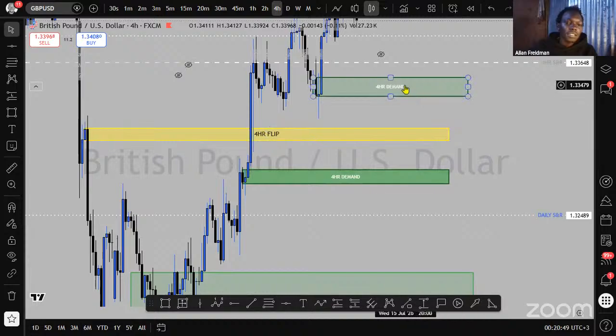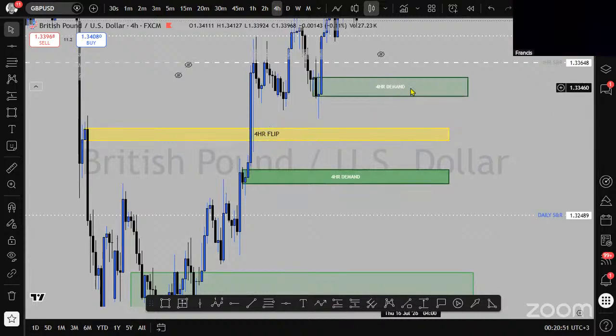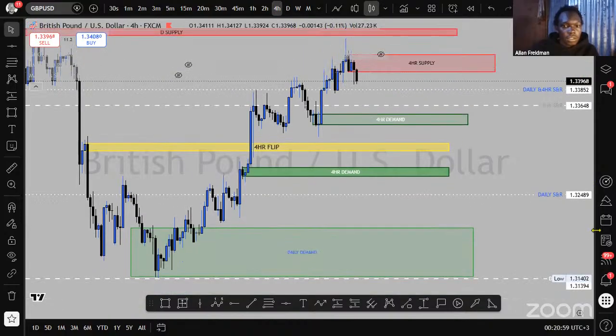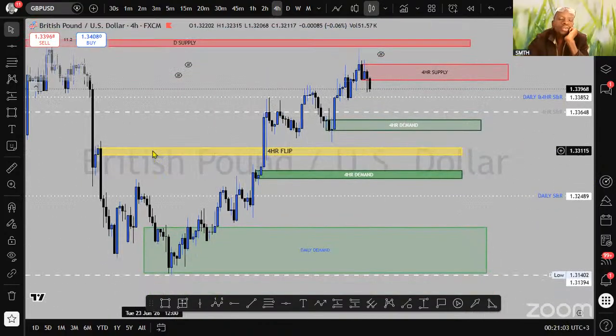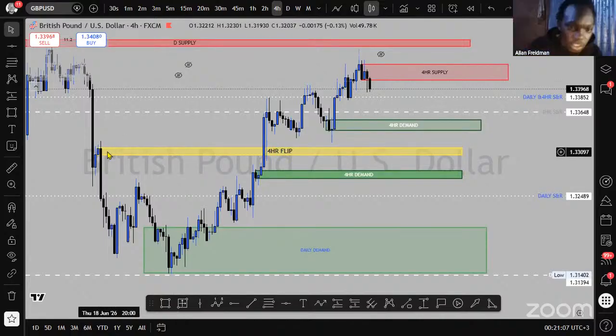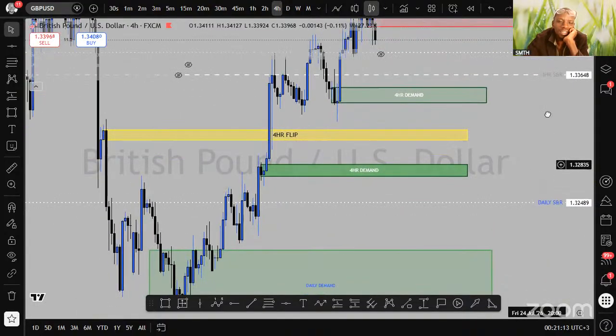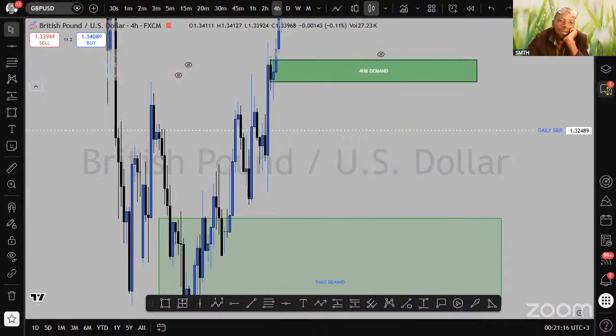Before it was a demand zone, now it has been flipped to a supply zone. Now instead of calling it supply, you call it flip. It was a supply zone, then it was flipped. So it becomes the opposite. Okay, Francis, do you understand why he said the opposite?